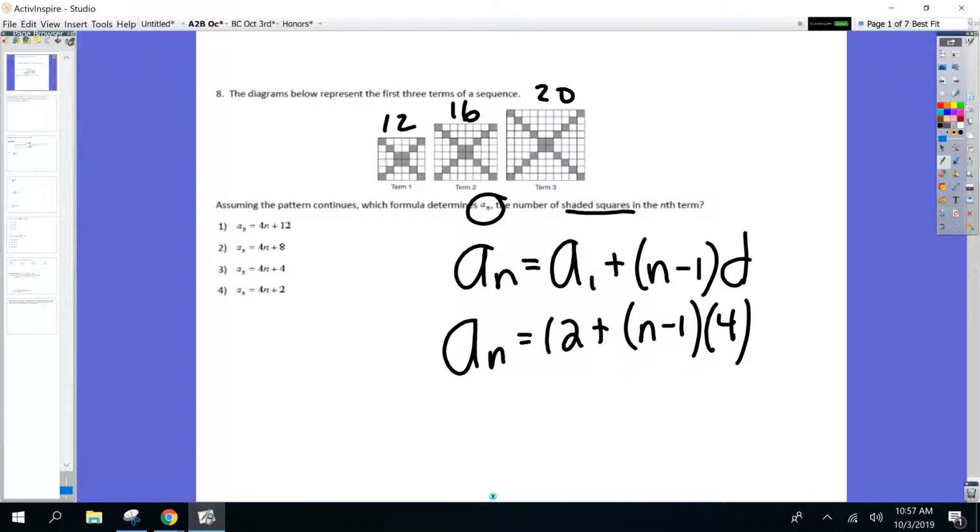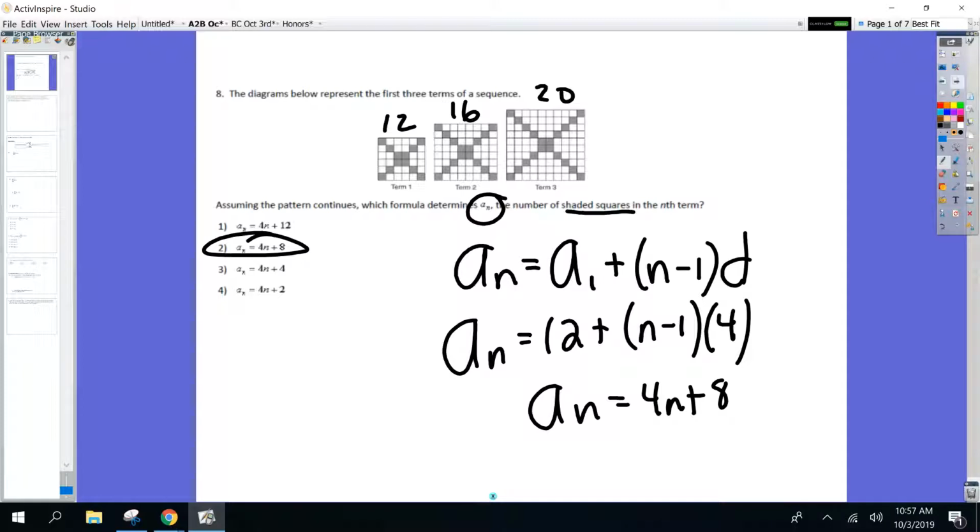And we end up with 4n plus 8. Any issues writing your own equation?